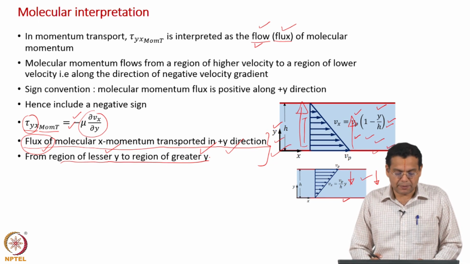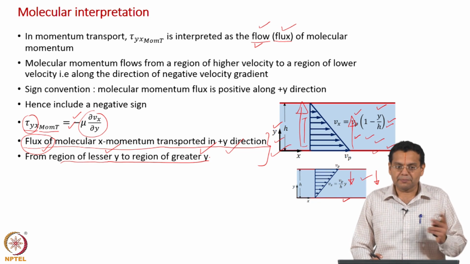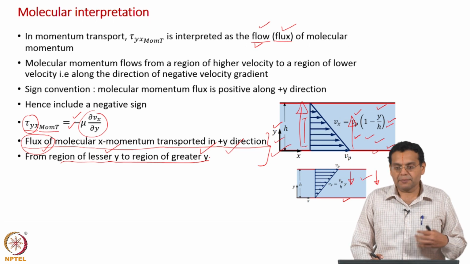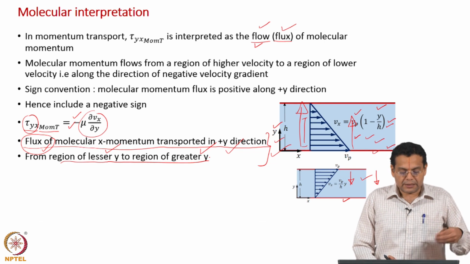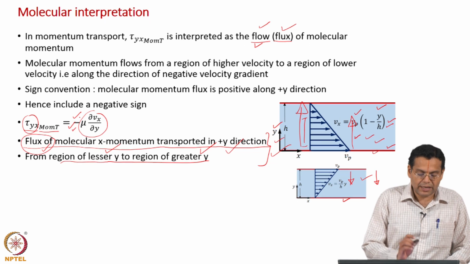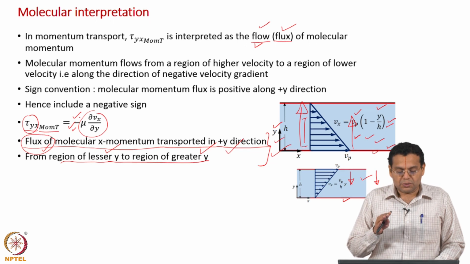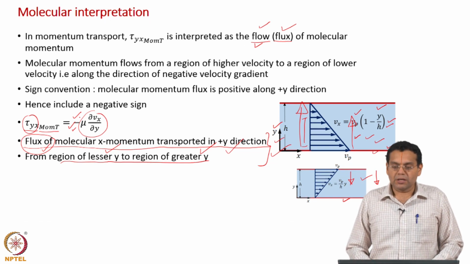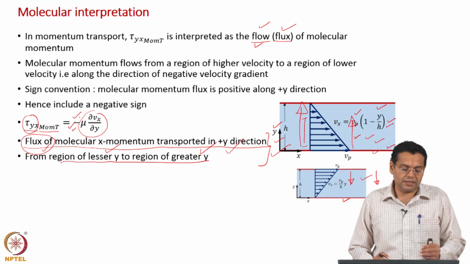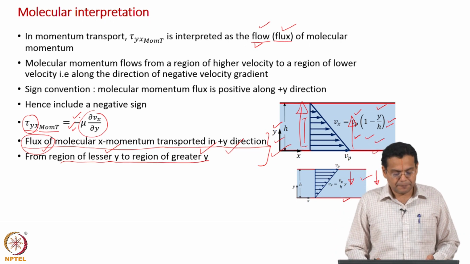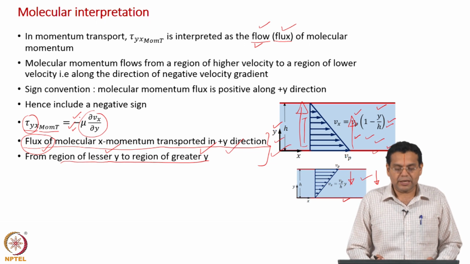Just to summarize this slide, the only addition in this slide compared to the previous slide is, in the previous slide we interpreted tau x from a molecular momentum transport point of view. In the present slide what we have done is included a negative sign, that is the only addition in this slide. Why did we do that? Based on the sign convention that the molecular momentum flux should be positive along positive y direction. Based on that sign convention we have included this negative sign, and we also interpreted what a positive tau x momentum transport means.